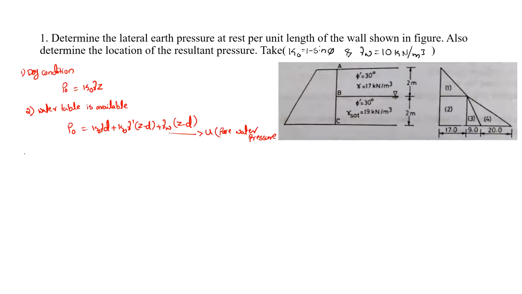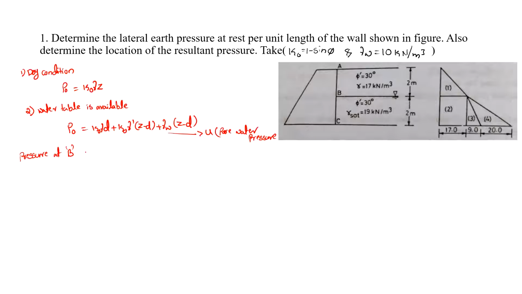Now we find the earth pressure at rest. First we calculate the pressure at point B. From A to B there is no water table, so the entire soil is in dry condition. So we can use the first formula, P naught equals K naught gamma Z.